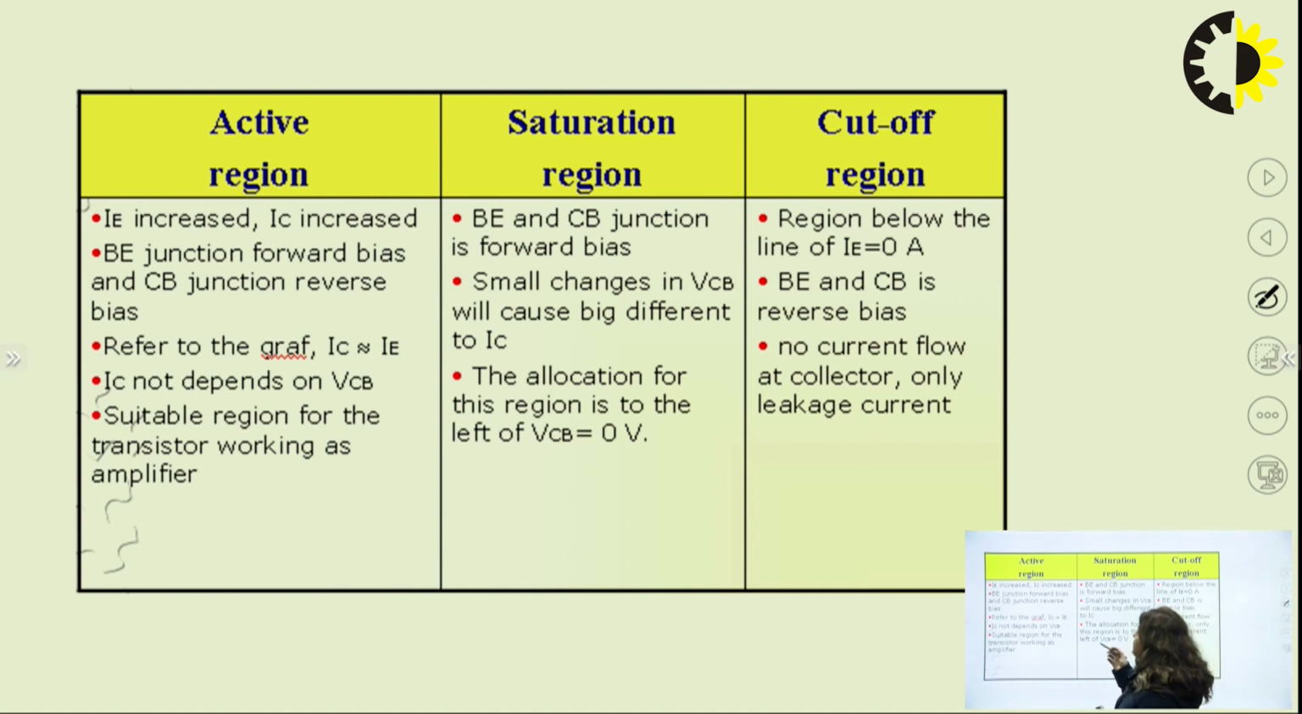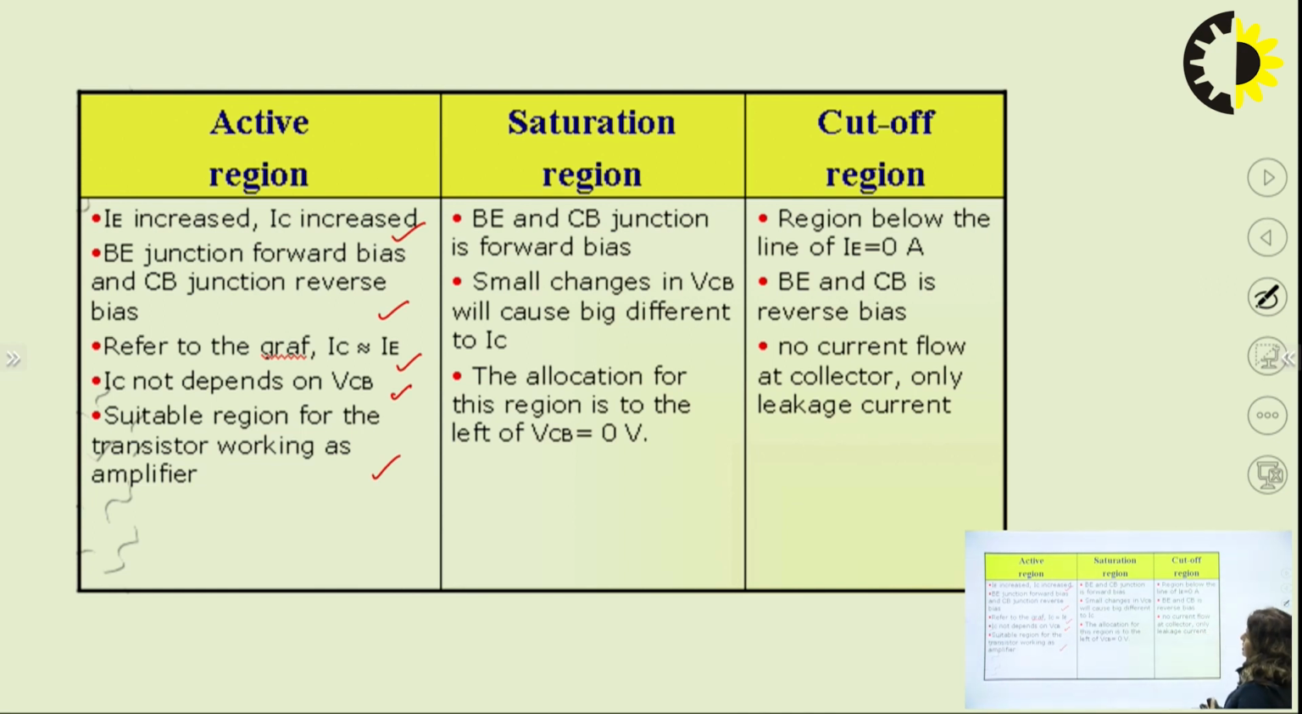So IE is increased here, IC is increased here in the active region. The BE junction, that is the base emitter junction, is forward biased and the collector base junction is reverse biased. Referring to the graph, IC is equivalent to IE. IC does not depend upon VCB and it is a suitable region for the transistor working as an amplifier.